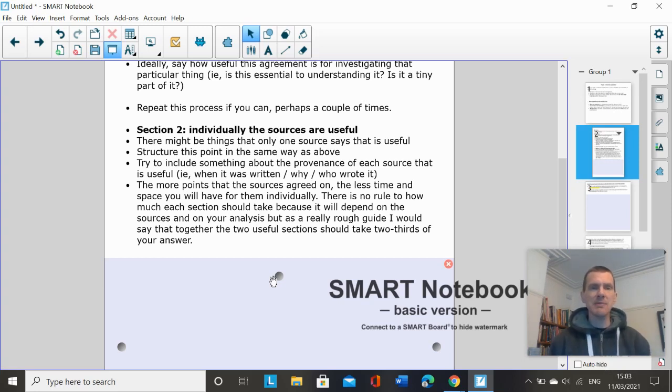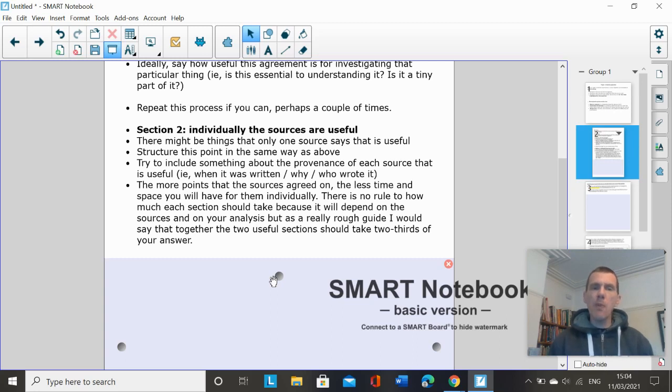Now, exactly the same sort of process goes on here. You pick out a quote from the source. The source 2 says this. This is useful because it actually happened. This is where it happened. This is why it happened. And then say how useful that is.